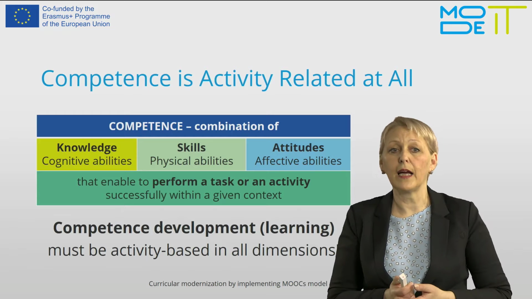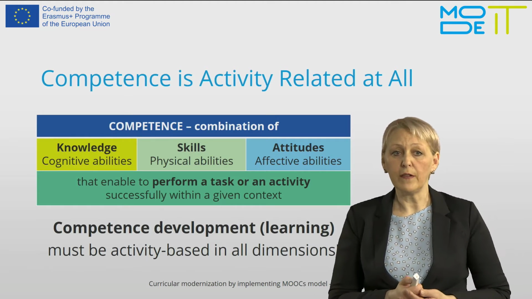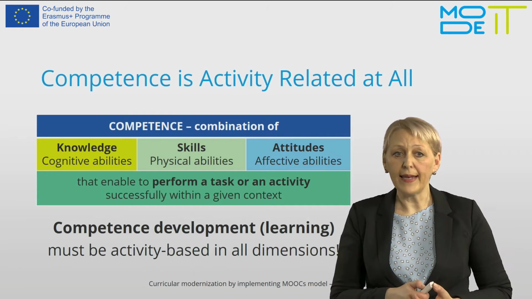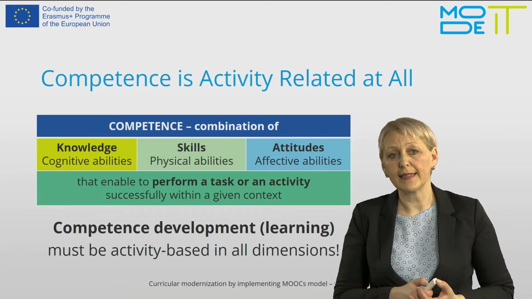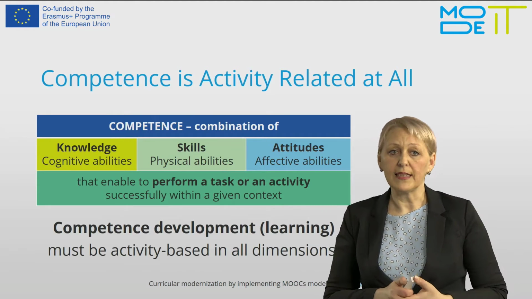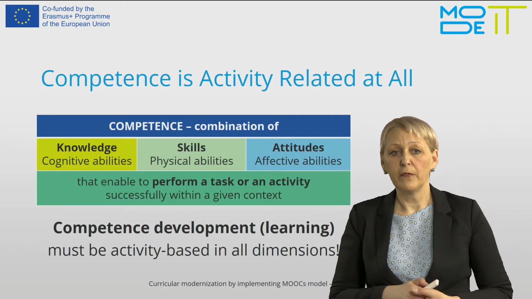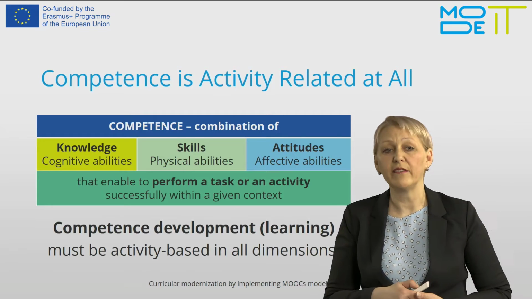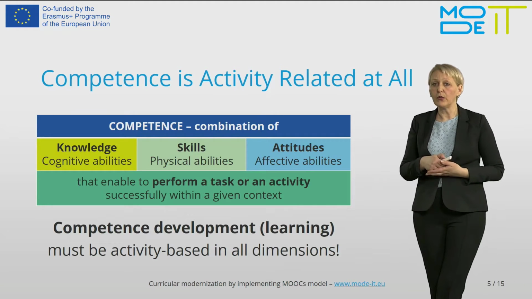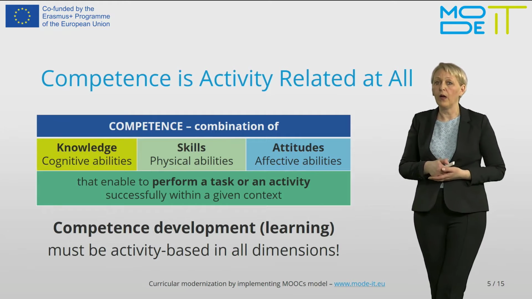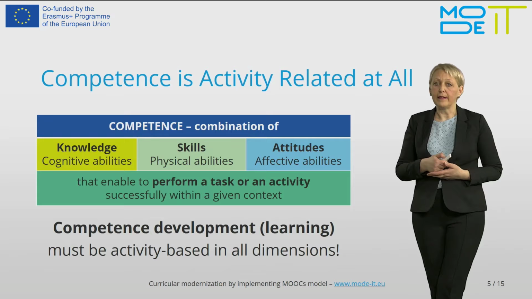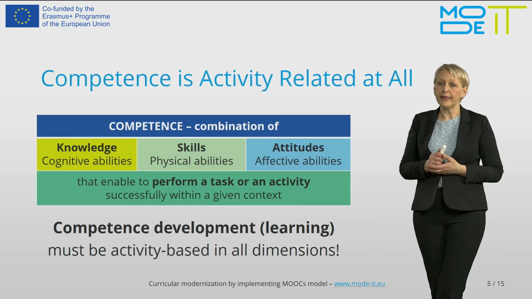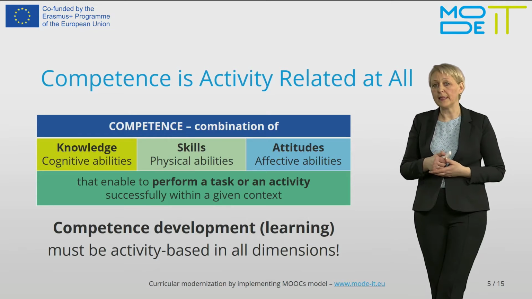A competence is commonly described as a combination of skills, knowledge, and attitudes that enable an individual to perform a task or an activity successfully within a given context. All three competence dimensions are related with some kind of cognitive, physical or psychomotor, or affective abilities that are demonstrated through relevant activities. These activities are also used for training in the learning process as well as for assessment during or after learning. Therefore, competence development and learning must be based on various learning activities that cover all three competence dimensions.